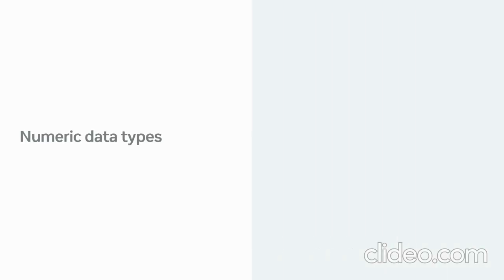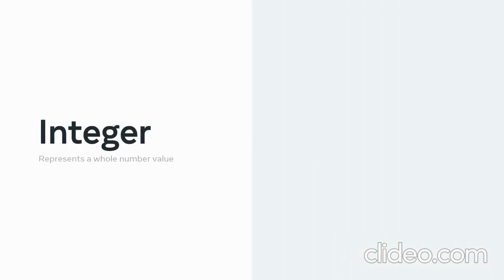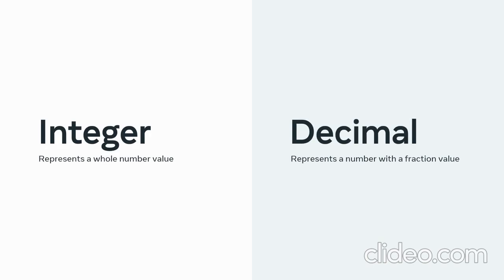The focus of this video is the numeric data type. Numeric data types is the generic term used for all specific data types that let a column store data as numbers in the database. The two most common numeric data types used in databases are the integer data type, used for a whole number value, and the decimal data type, used for a number with a fraction value.